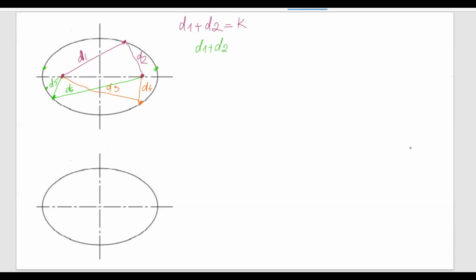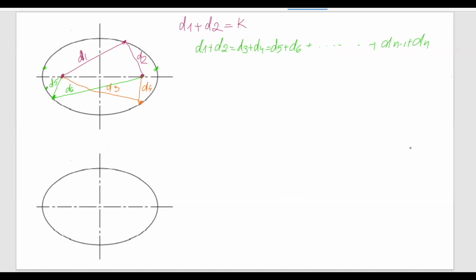Then the property of these 2 focal points, or foci, is that D1 plus D2 equals D3 plus D4. So the sum of these two distances is a constant, right? D5 plus D6, and we can go on and on, to D(n-1) plus Dn. So the sum of these two distances is a constant.